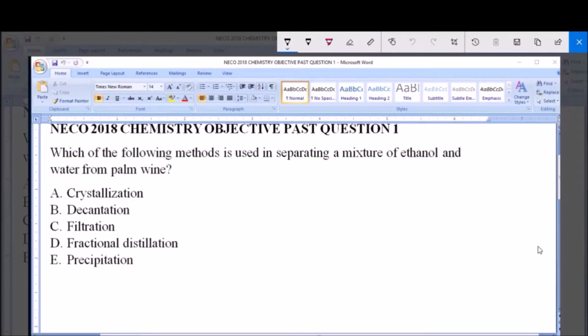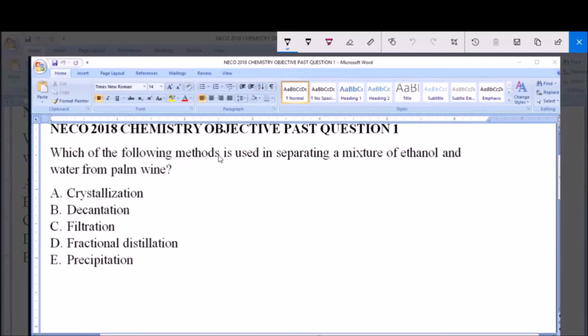Which of the following methods is used in separating a mixture of ethanol and water from palm wine? A. Crystallization, B. Decantation, C. Filtration, D. Fractional distillation, E. Precipitation. So you have a list here of some separation techniques amongst the options, and you are asked for the one which is best used in separating a mixture of ethanol and water from palm wine.